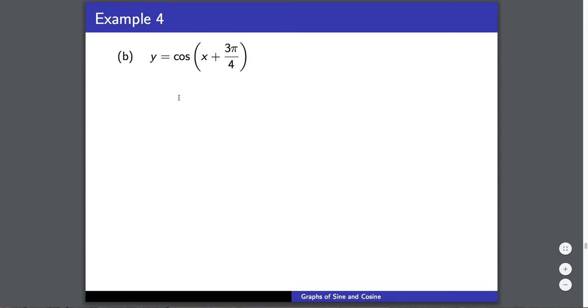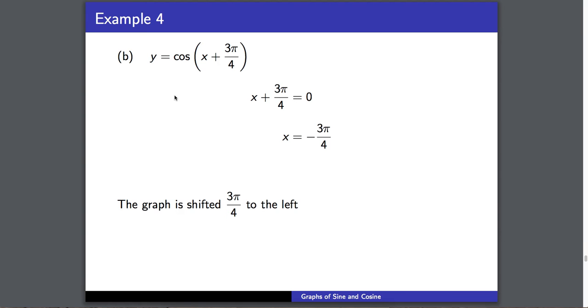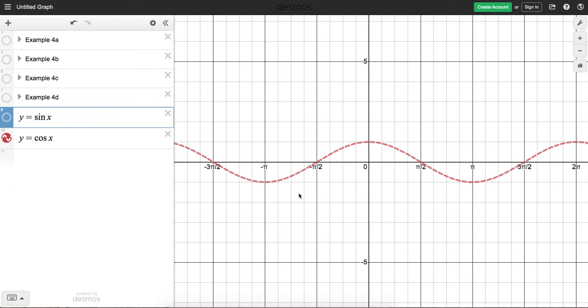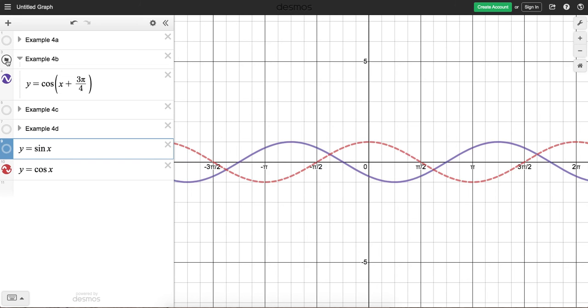All right, part B, we have y equals the cosine of x plus 3 pi over 4. Setting x plus 3 pi over 4 equal to 0 and solving it, we get x equals negative 3 pi over 4. Because it's a negative answer for x, it's shifting our original cosine graph 3 pi over 4 radians to the left. Looking at that one, here we have in a dashed red line the cosine of x, and now we have in purple the cosine of x plus 3 pi over 4.